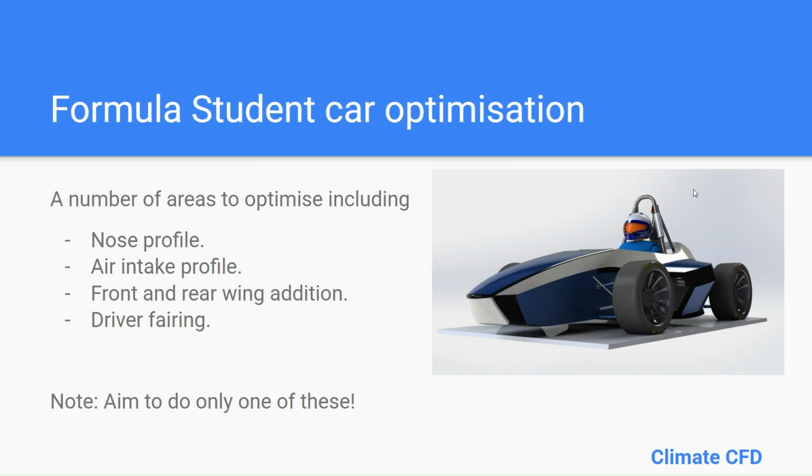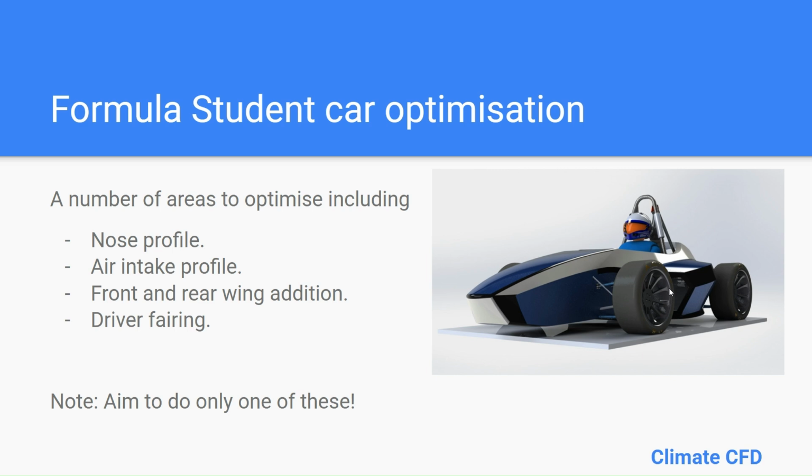Aerodynamically, you can optimize a number of areas, including the nose profile, air intake profile, front and rear wings. You can add those on. And one of the things I found really interesting was adding a little fairing to try and mitigate the influence of the driver, because it's quite a bluff body there, blocking the flow. So you could add something here, almost like the halo system, just to deflect air around. I did have a student once do the air engineer intake profile, so just changing the cross section here so the flow is uniform across radiators.